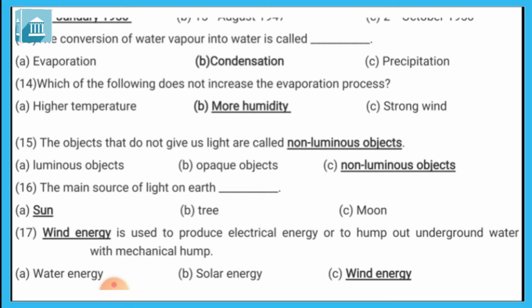16. The main source of light on earth. Which is the main source of light on earth? The sun. Sun is a natural source of light on earth and this is the main source of light.